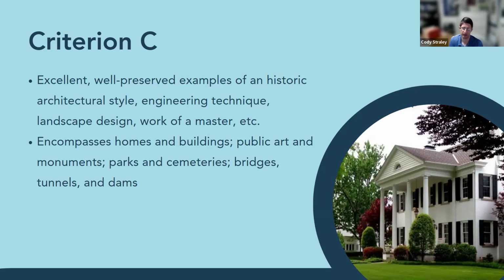We do have some historic districts that use criterion C, usually for architecture. That's a pretty easy one. If you have lots of buildings that have well intact building styles, like commercial style, Queen Anne style, Tudor Revival style, it can be listed for that. Next slide, please.